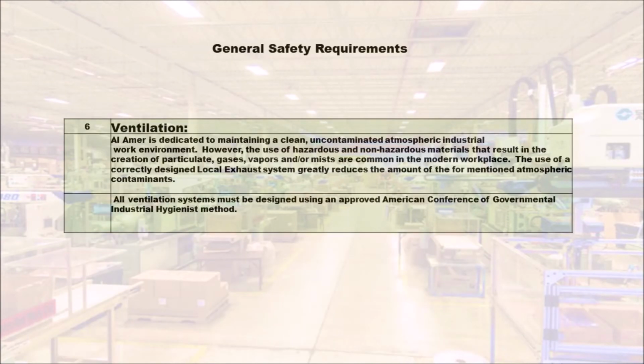Ventilation. Amer is dedicated to maintaining a clean, uncontaminated atmospheric industrial work environment. However, the use of hazardous and non-hazardous materials that result in the creation of particulate, gases, vapors and/or mists are common in the modern workplace. The use of a correctly designed local exhaust system greatly reduces the amount of the aforementioned atmospheric contaminants. All ventilation systems must be designed using an approved American Conference of Governmental Industrial Hygienists method.